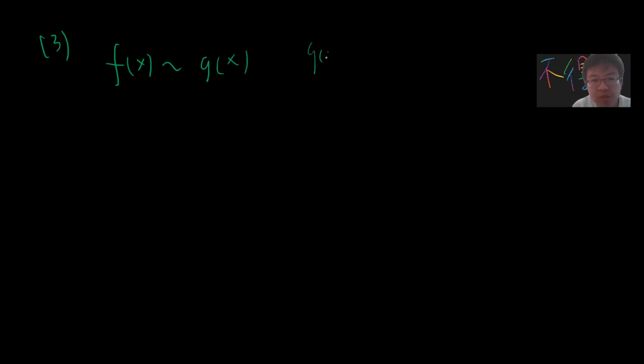The third notation that some people will write: this tells you that g of x is non-zero for sufficiently large x, and the limit of f divided by g will be 1.